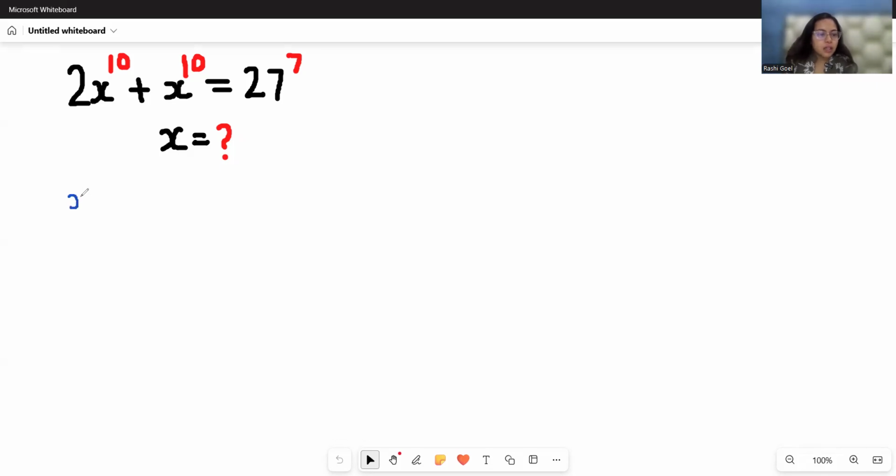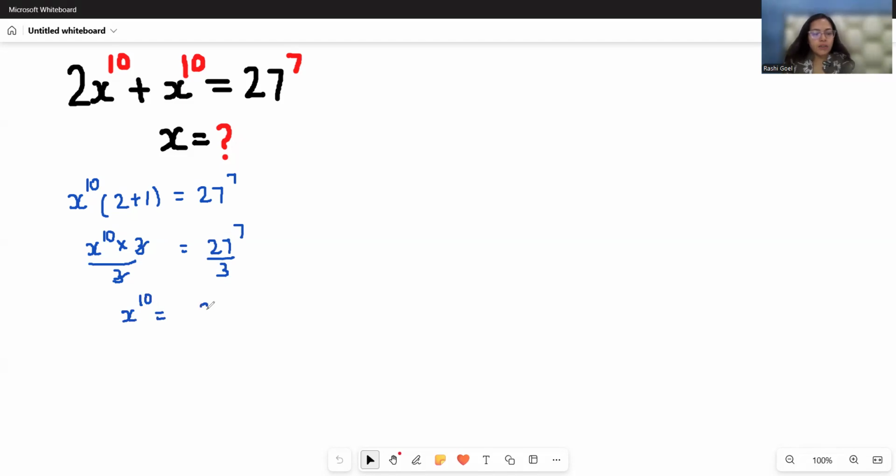So if I take this x^10 as common, it becomes (2 + 1)x^10 = 27^7. Now x^10 times 3 equals 27^7. If I divide both sides by 3, the 3s cancel out. So x^10 = 27^7 / 3. I can write 27 as (3^3)^7 / 3.